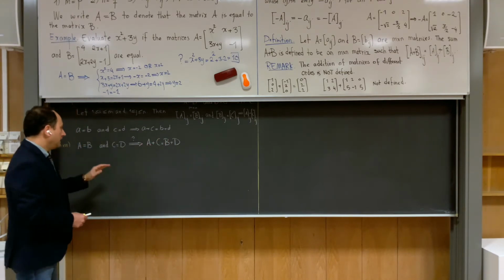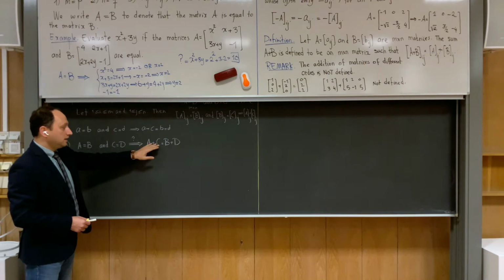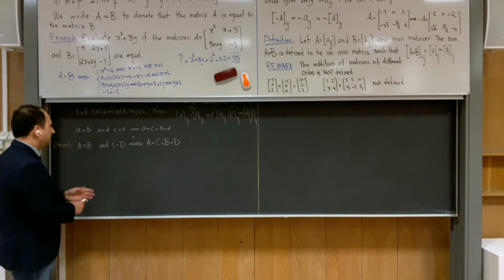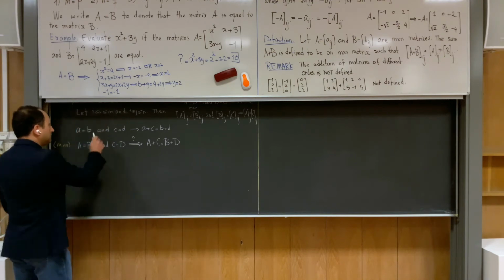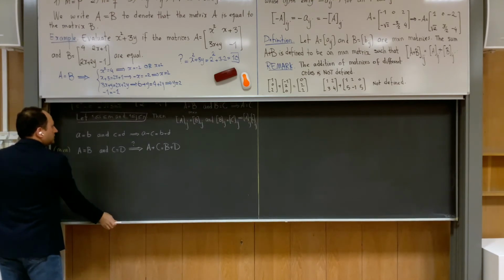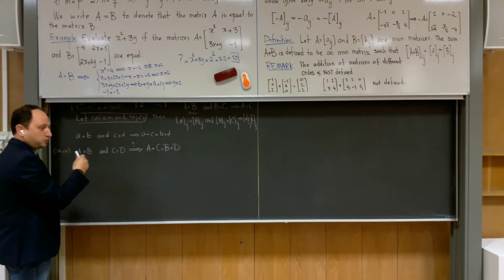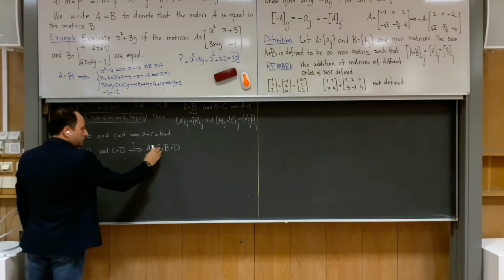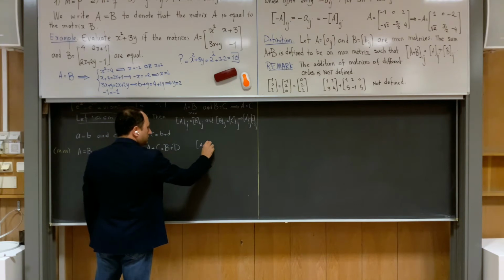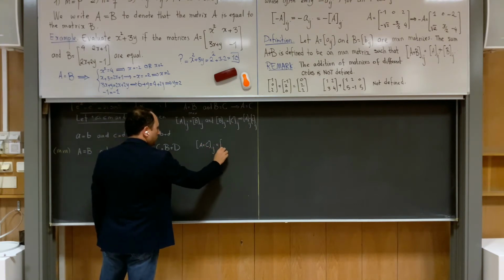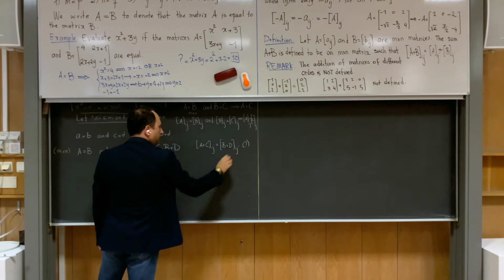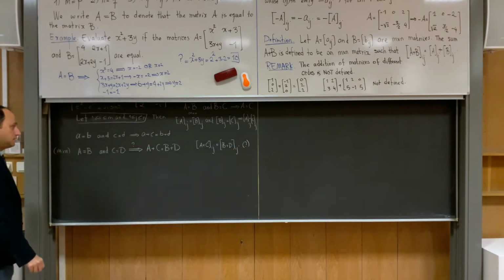But now, again, I want to show that any entry here is equal to the corresponding entry here. So let i and j be integers, with i between 1 and m, and j between 1 and n. To prove this, I need to prove that the ijth entry of A plus C is equal to the ijth entry of B plus D. This is the statement that I need to prove, yes?